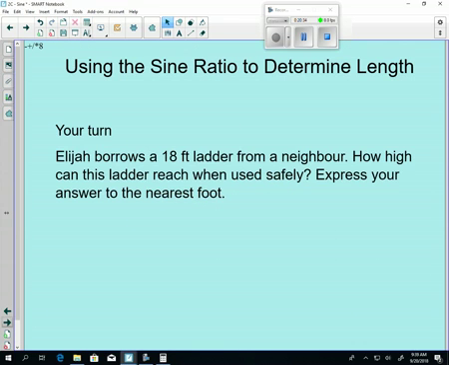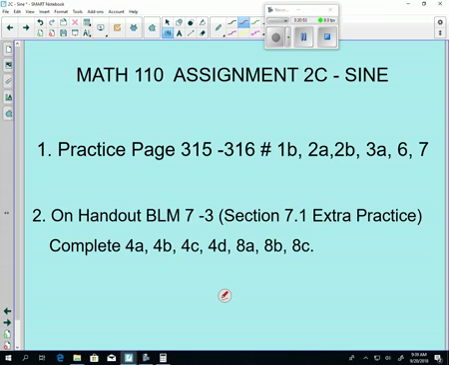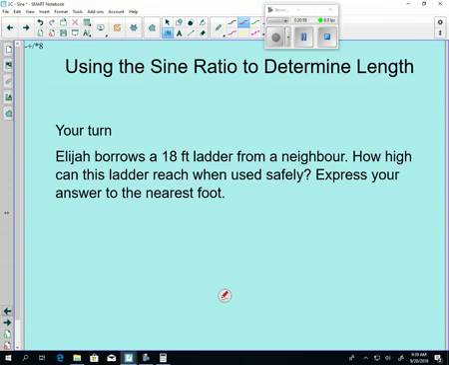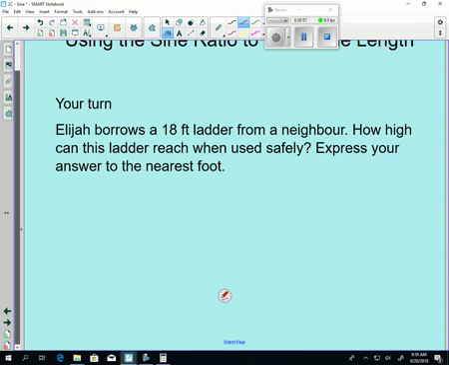All right, so here we look at another one, and I'll set it up with you again. Elijah borrows an 18-foot ladder. Now he's got a bigger ladder. How high can this ladder reach when used safely? Express your answer to the nearest foot. Oops, sorry. I'm trying to raise this. There we go.